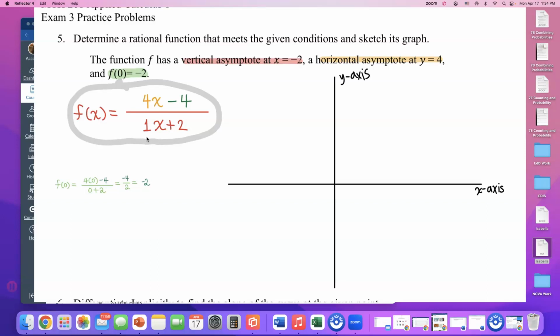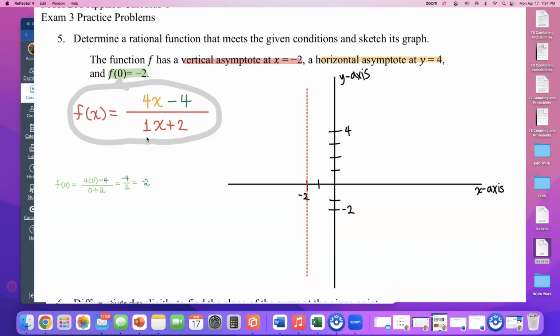So I'm going to plot 1, 2. Here's my negative 2. Here is 1, 2, 3, 4. And I will also go down negative 2. Okay, first of all, I will have a vertical asymptote at negative 2. So I'm going to draw a vertical dotted line at negative 2. Okay, that's my vertical asymptote.